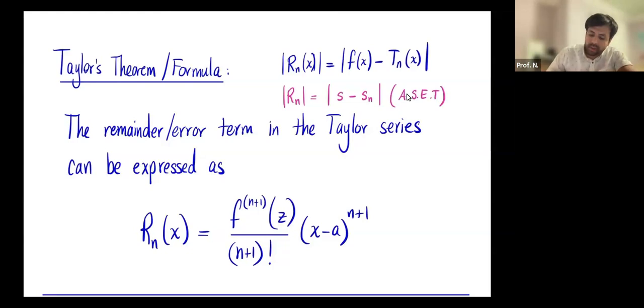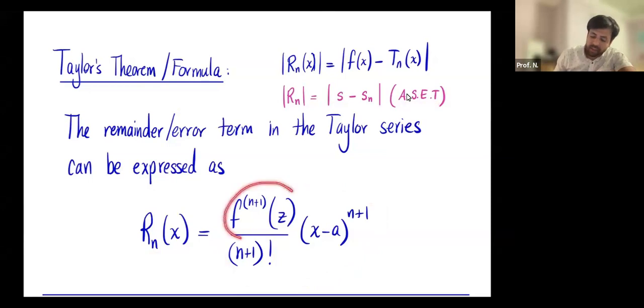So we have the remainder, which is again an error term, a remainder term, which is simply the difference between the actual function minus the Taylor polynomial, which is the approximation to the function. So that difference is this remainder. And according to Taylor's theorem, the remainder term is equal to this expression, which also is reminiscent of the alternating series estimation theorem.